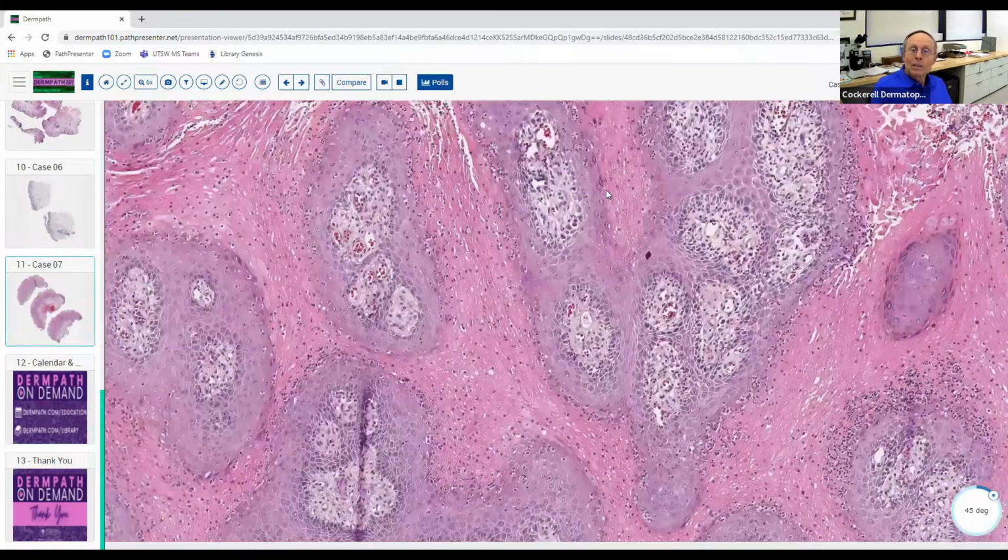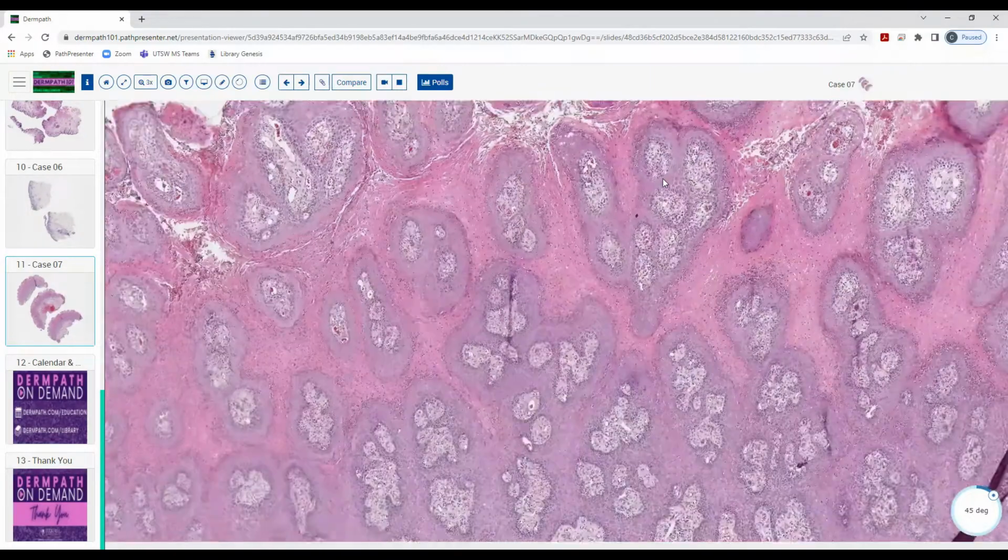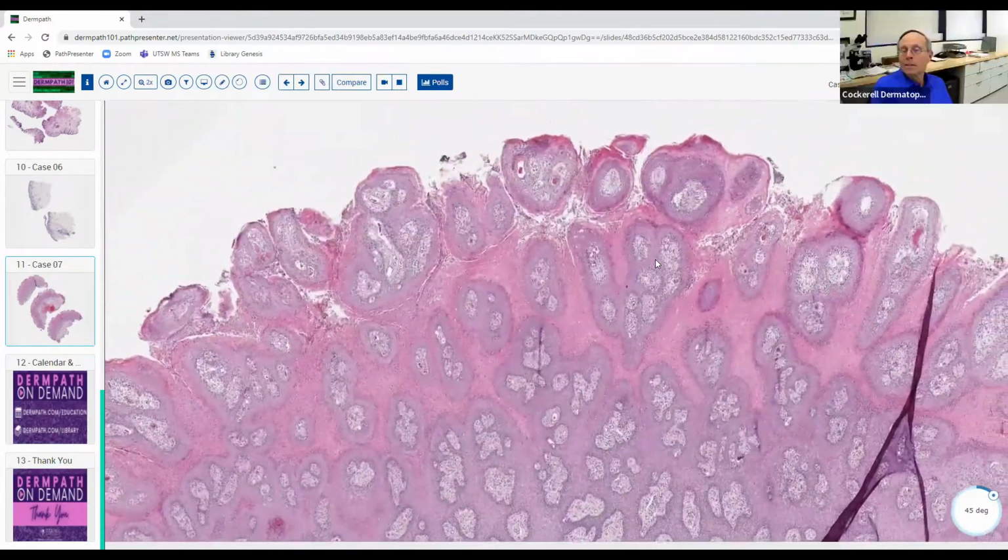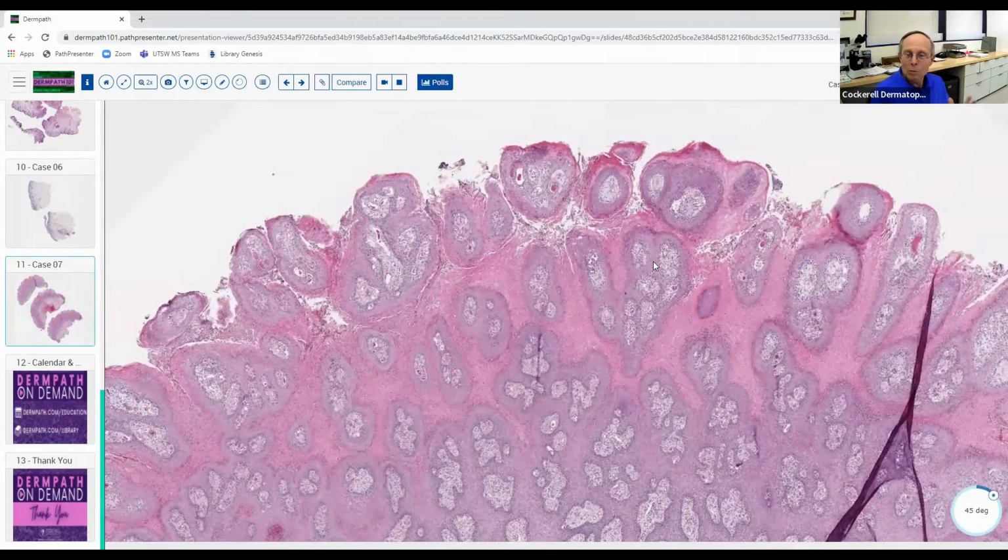You can actually, interestingly, see those same kind of foamy histiocytes in Fox-Fordyce disease. So those cells are probably reactive and probably related to the inflammation and all the irritation that's going on here associated with the lesion.